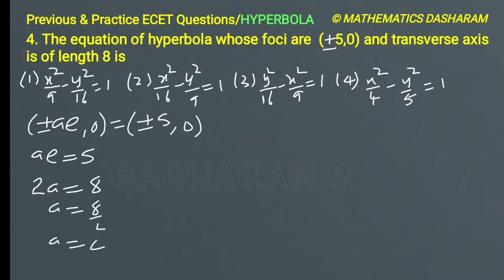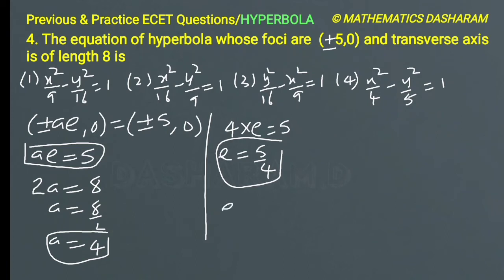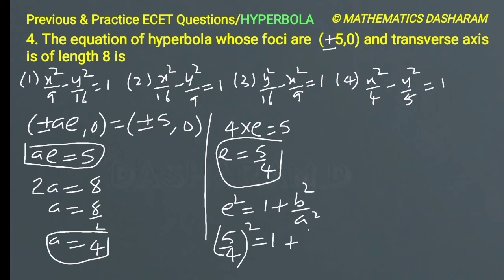A equals 4. So let's substitute this A value in this equation. Then 4 into E equals 5, so E equals 5 by 4. To find the equation of the hyperbola, we need A and B values. A is already completed, next the B value is required. To find that I am using the eccentricity formula, that is 1 plus B square divided by A square. So E square means 5 by 4 whole square equals 1 plus B square divided by 4 square.